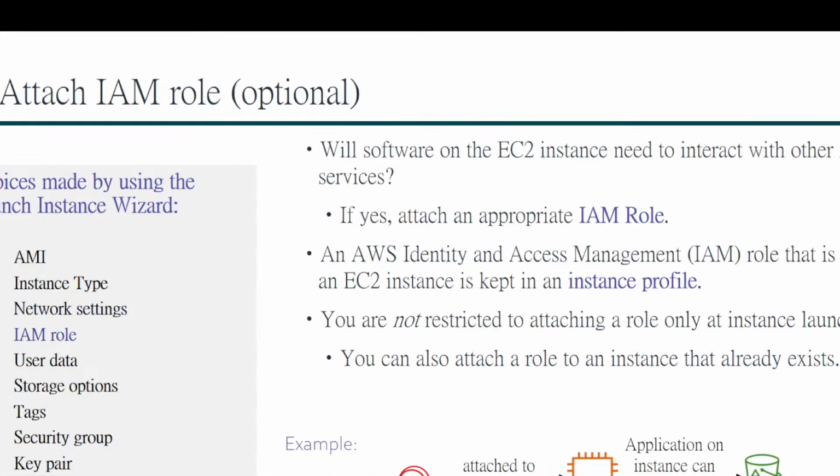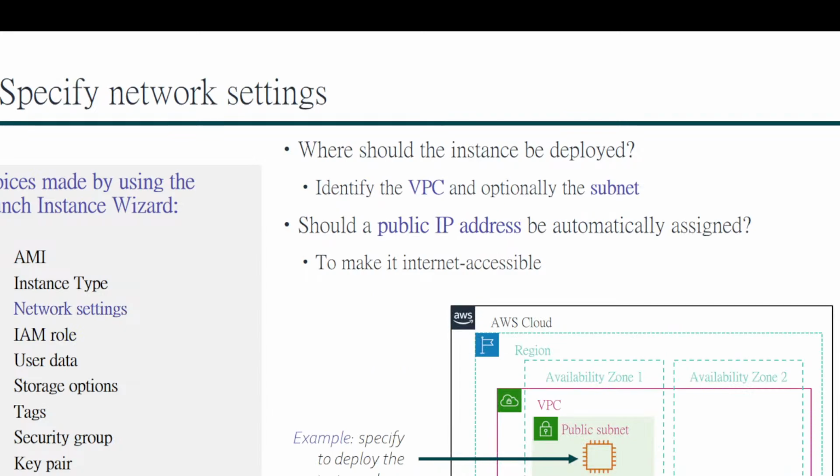Okay, I know you are pretty confused. Let's say we are trying to set up the instance. And how to use it? AMI, instance type, network settings. The network speed is important because it's in the virtual environment.